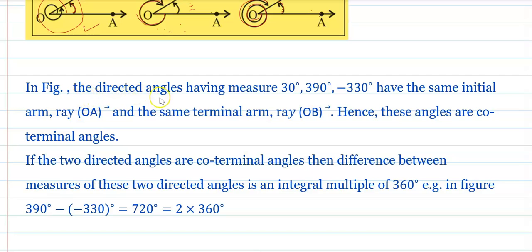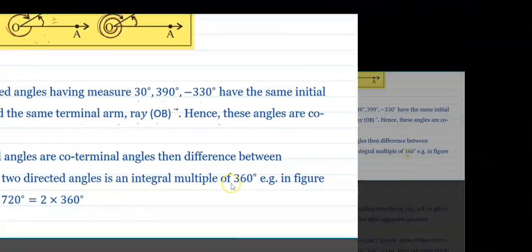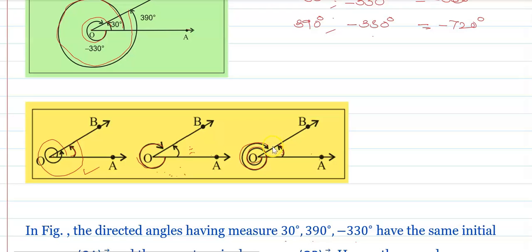The directed angles having the measures 30, 390, minus 330 have the same initial ray OA and the same terminal ray OB. Hence, these angles are co-terminal angles. If two directed angles are co-terminal angles, then the difference between the measures of these two directed angles is an integral multiple of 360. म्हणजे त्या दोघातला अँगल्सचा फरक किती आला पाहिजे?